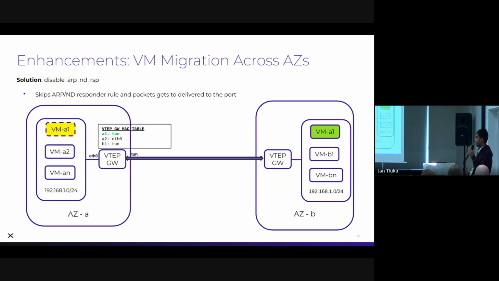So even though the GARP is coming and getting flooded over the VTAP gateway, since the VM is already migrated, there is no VM physically here to reply. No one is owning this IP, so no one will reply. So the VTAP gateway learns on the right interface. Once the migration is complete, as part of this GARP itself, it will learn that on this tunnel interface now, this MAC has moved. So this addresses the second problem.